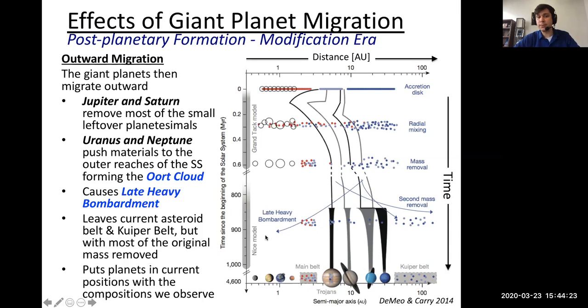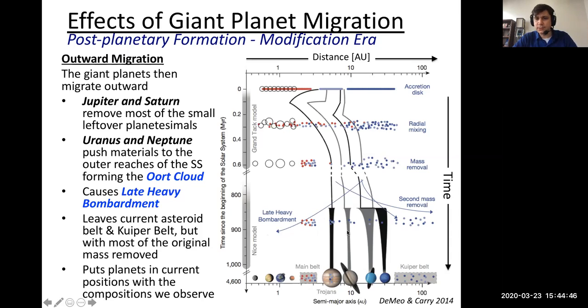So the late heavy bombardment is a result of this planetary migration, this redistributing and getting rid of most of the planetesimals. Some are slung out of the solar system entirely. Other ones impact other objects, become part of them, accrete onto them in this period of late heavy bombardment. And then we proceed with time.